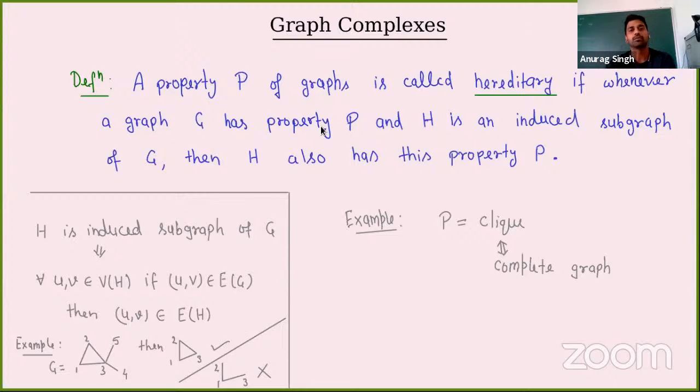So let's just see one property which is hereditary in graphs. The property is the complete graph property. You know that the complete graph is a graph in which any two different vertices are adjacent. So when your graph is complete, all the induced subgraphs are also complete. So this definitely is a hereditary property.